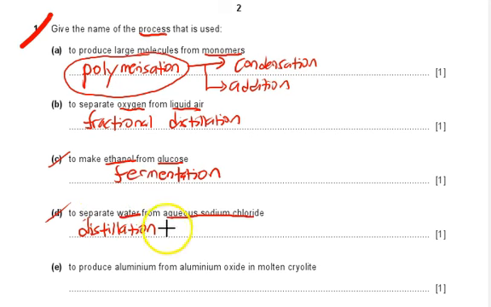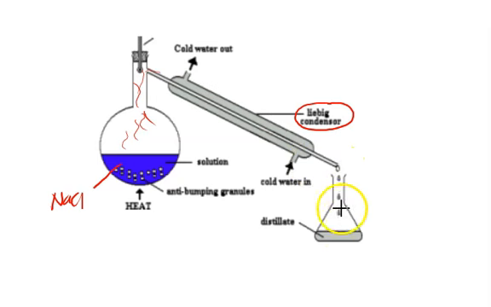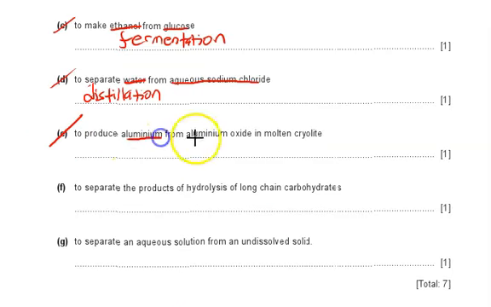process. Let me show you here. This is the distillation process where here is the aqueous sodium chloride. Once it gets heated, the water vapor will be condensed in this Liebig condenser, and here we will have the water. This is called the distillate. Please don't confuse distillation and fractional distillation. The next one, to produce aluminium from aluminium oxide in molten cryolite. This is electrolysis.